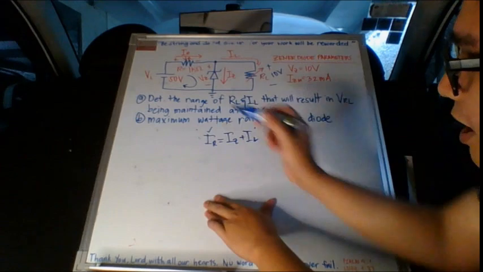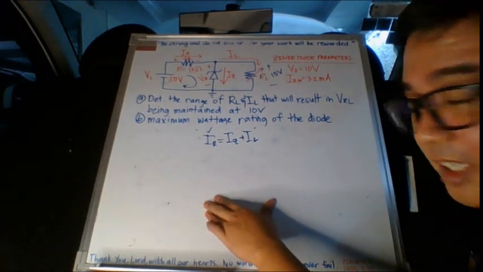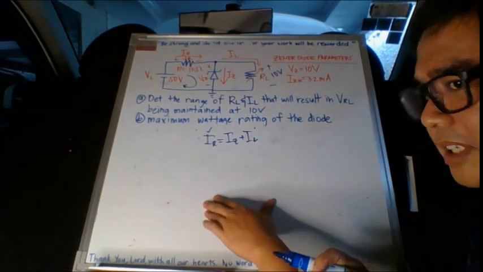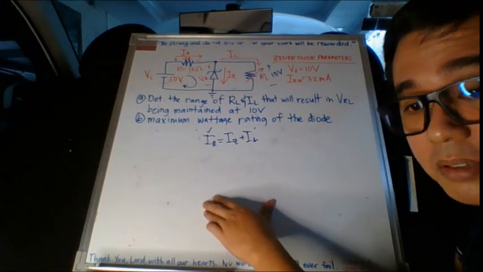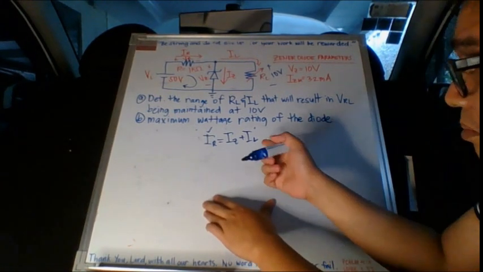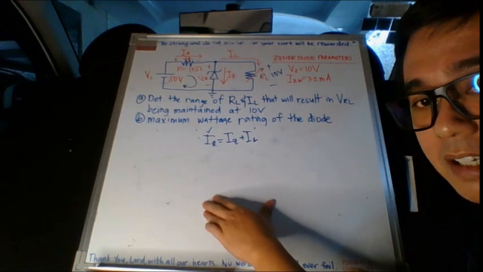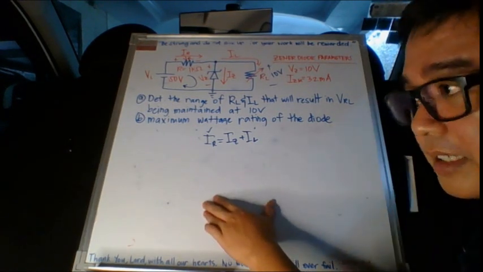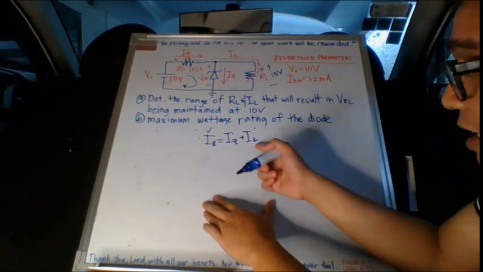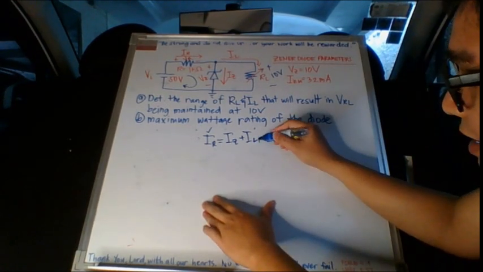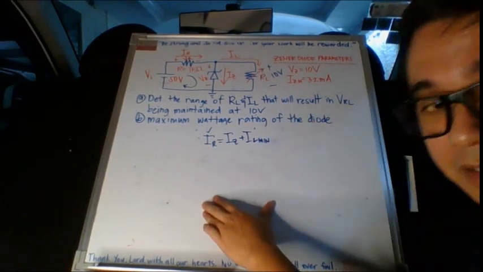Yung I sub R, nakuha na natin kanina. And then, what about I sub Z? Hindi pa natin alam sa ngayon kung anong gagamitin nating I sub Z. How about I sub L? Anong I sub L yung gagamitin natin? Since ang kinukuha natin is si RL max, papalitan natin ngayon ito ng IL min. Alright?